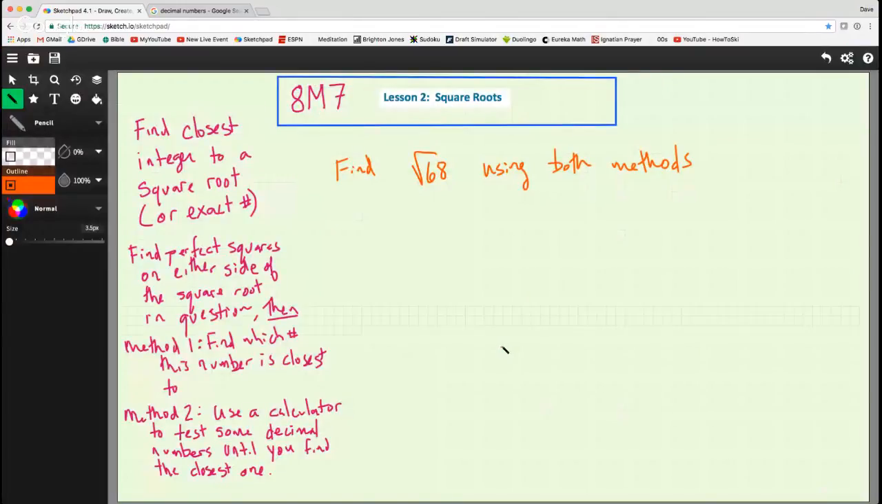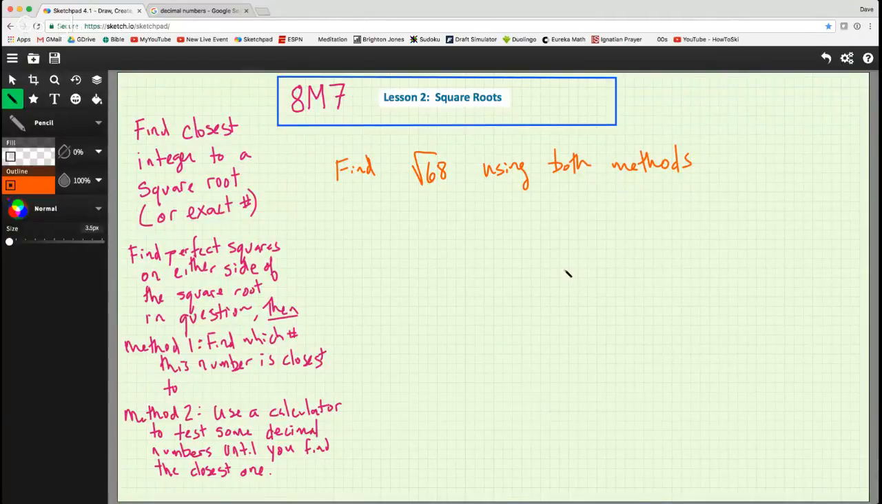Okay, so let's go forward to the question of the day. This is really what we're going to focus on in this lesson, and what your homework will focus on. It's this concept of finding the closest integer to a square root, or an exact number, if it's an exact number. Like if you had the square root of 9, the answer is 3. Square root of 9 isn't close to 3, it is exactly 3. But for the most part on your homework, most of the problems are going to be questions where the answer is close to an integer, but not exactly.